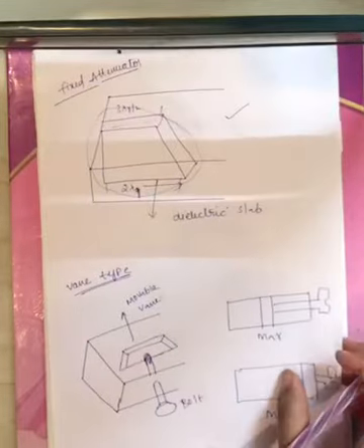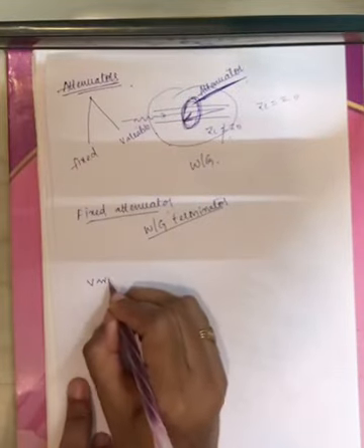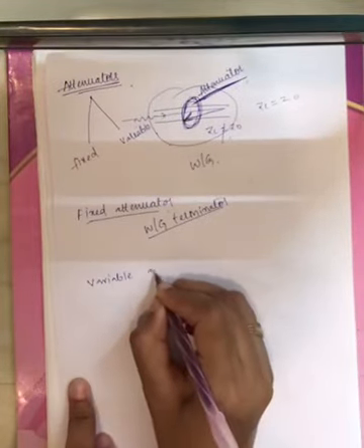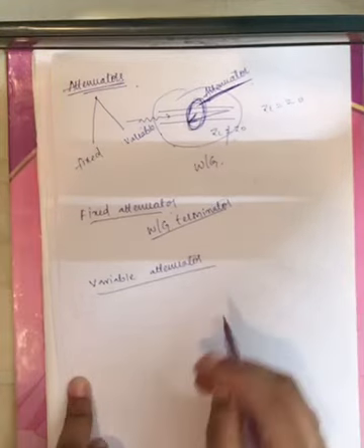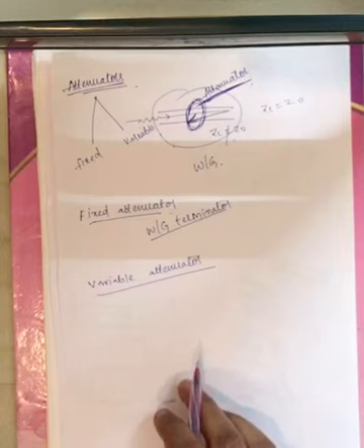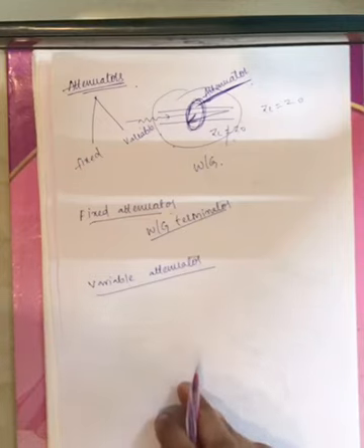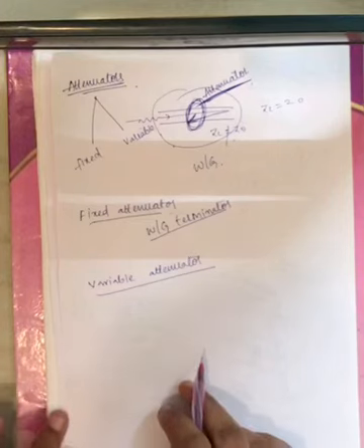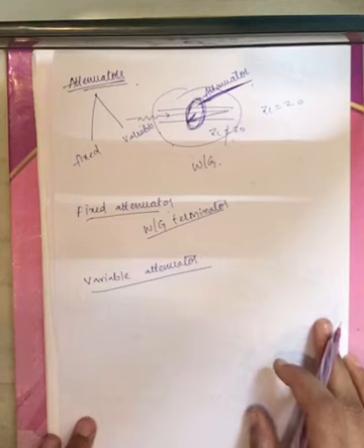Now coming to the variable attenuator, the name itself indicates variable. The variable attenuator sometimes provides less attenuation, the minimum attenuation, and sometimes more attenuation, the maximum attenuation.